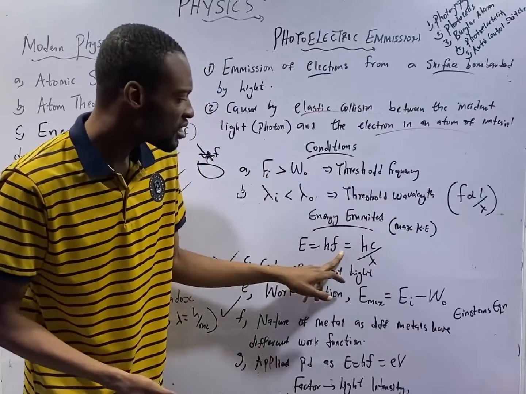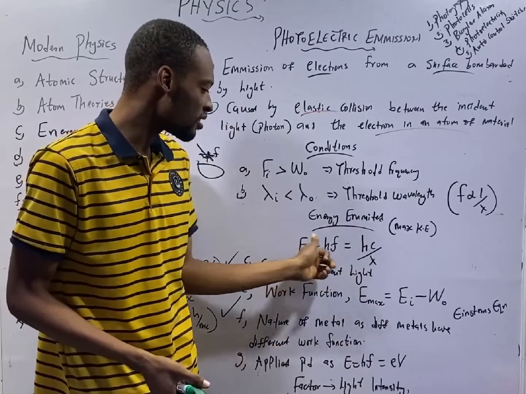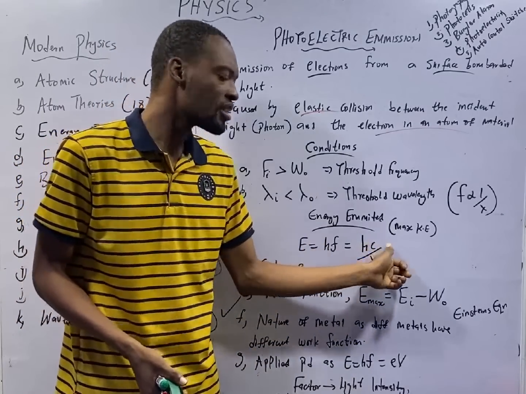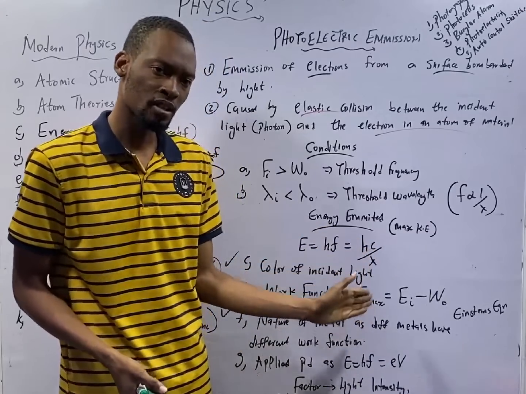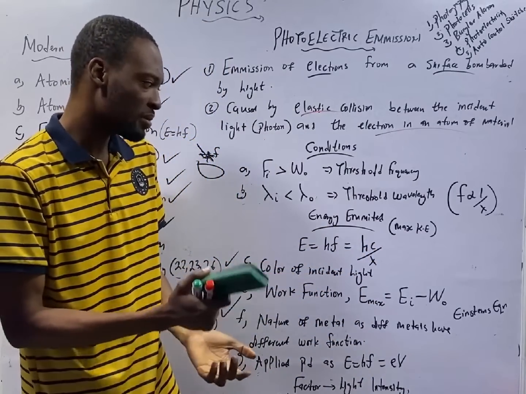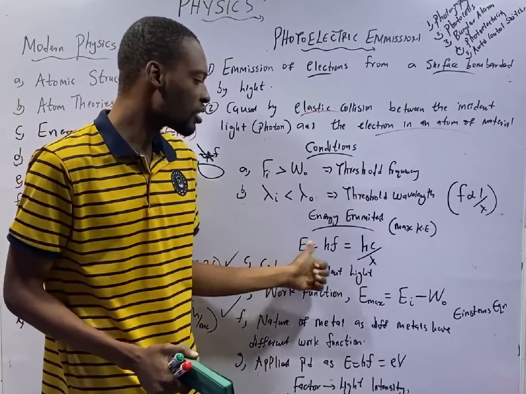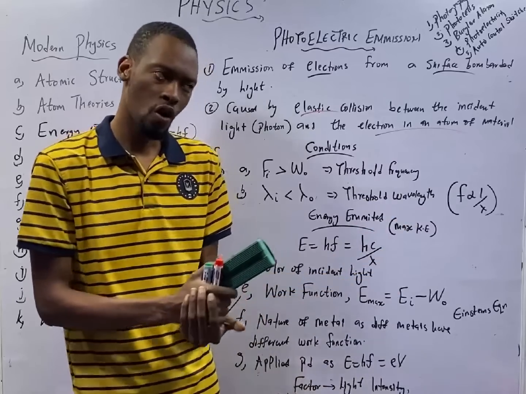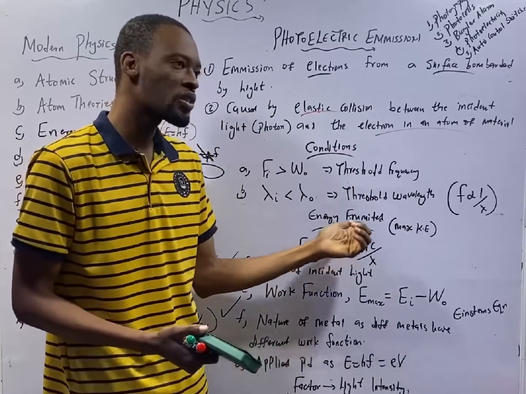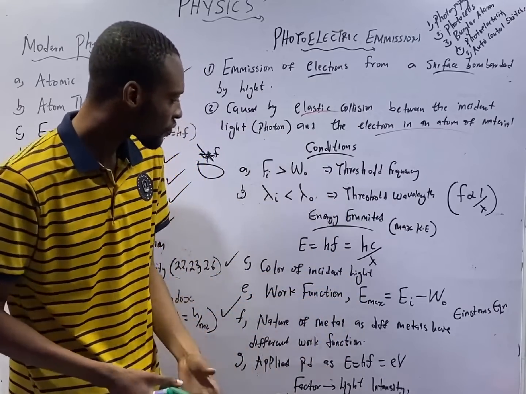Now, frequency is speed of light over lambda. So, maximum kinetic energy is also equal to hc divided by lambda, which is wavelength. So, the formulas for maximum energy emitted, or energy emitted, are E equals hf or E equals hc over lambda, that is wavelength.